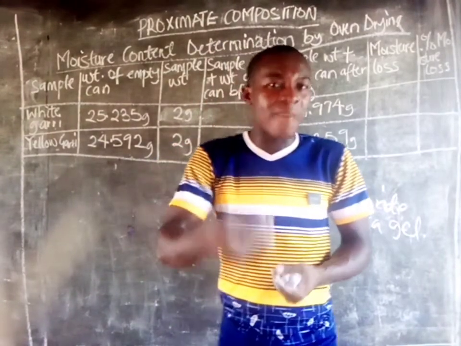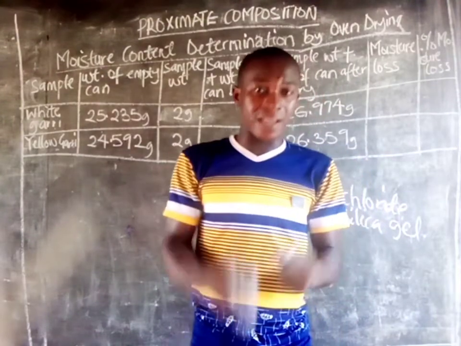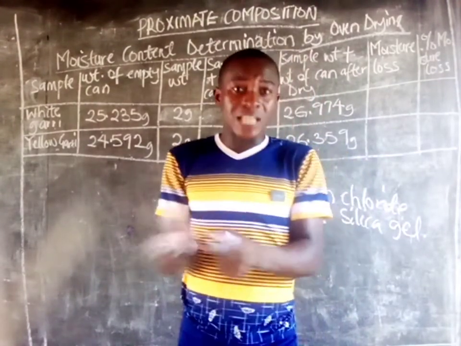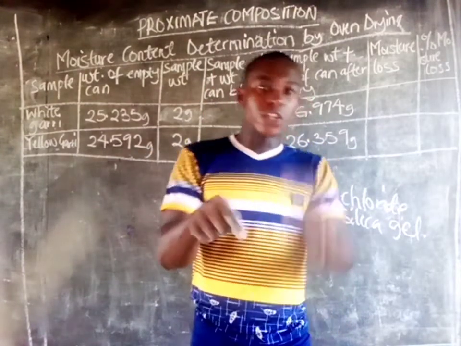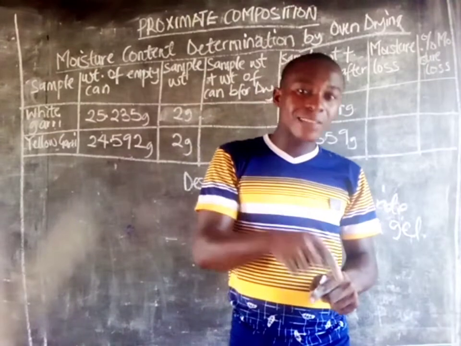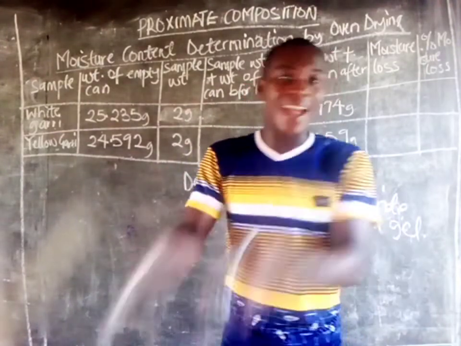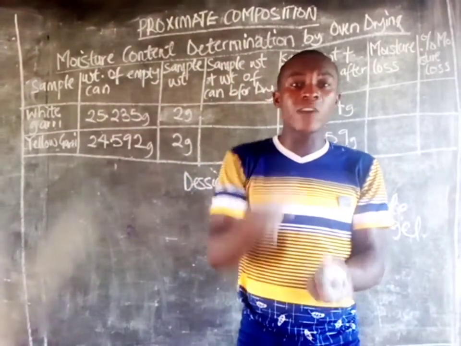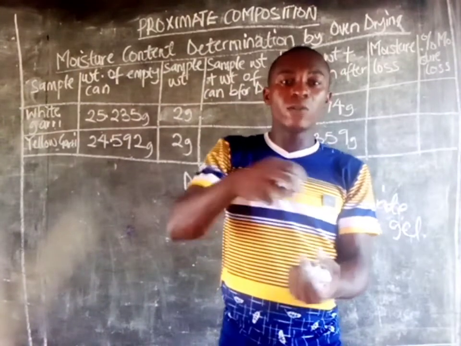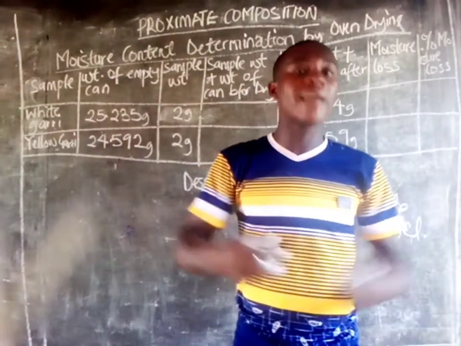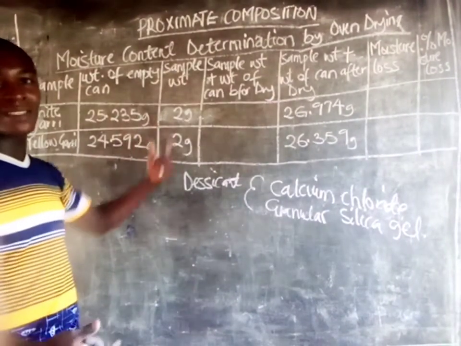When you weigh it again, you find that the weight of the can plus the sample you put inside will be reduced with respect to the weight of the can plus the sample before it was dried. So the principle is removing the moisture from the food sample through oven drying or air drying. That is exactly what was done in this analysis.